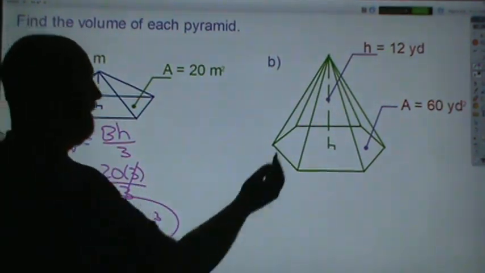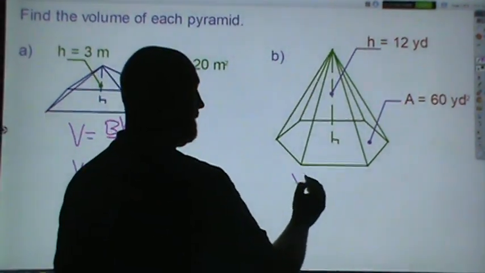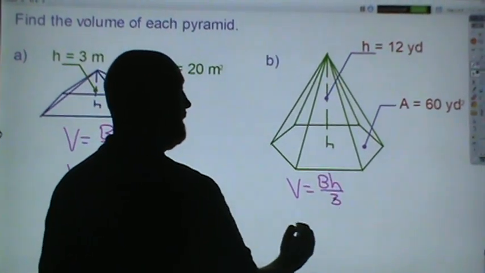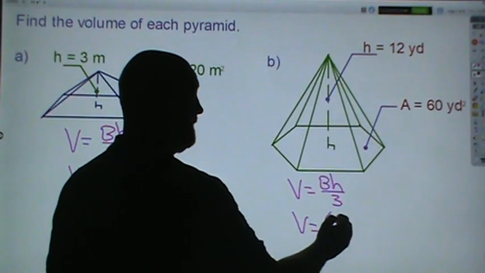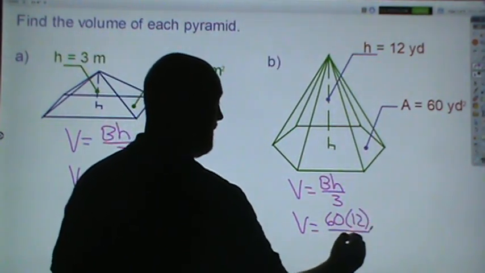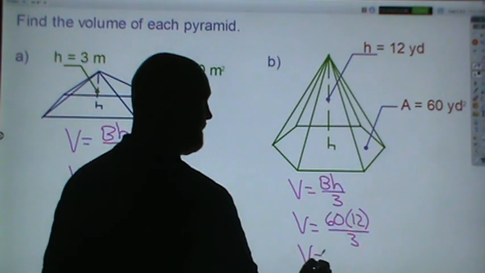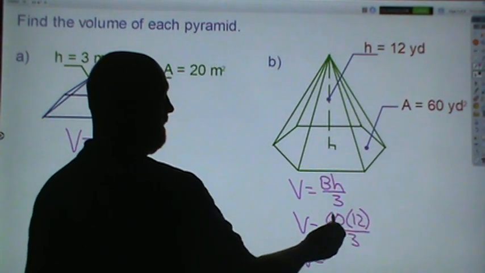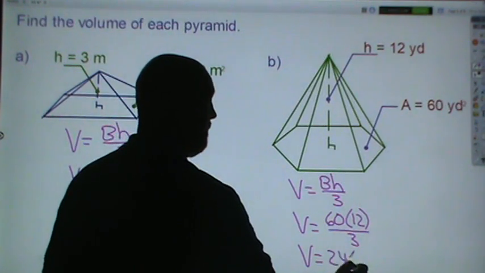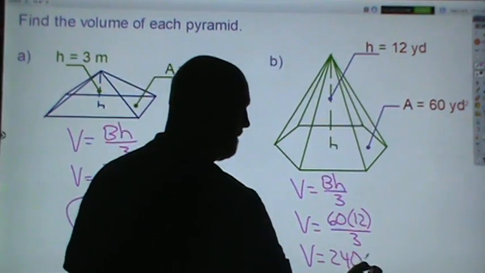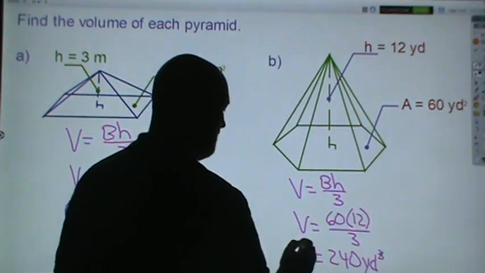Over here, they gave me the area of the base, they gave me the height, so I can use my formula. Volume equals area of the base times height divided by 3. So volume equals 60 times 12 divided by 3. I like to divide first, so I'm going to do 12 divided by 3 and get 4. 4 times 60 is 240, and it's a unit cubed, so I'm going to have yards cubed.